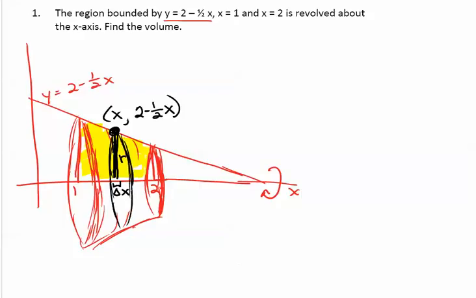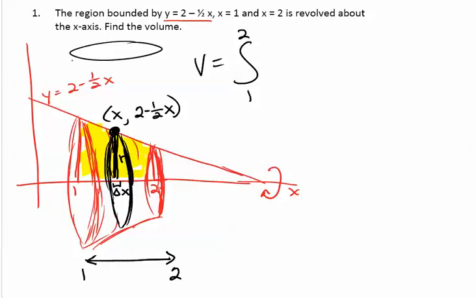we will come up with disks for each of these cross sections. So if we let those circular disks go across from 1 to 2, to accumulate all of those disks, we need an integral from 1 to 2 to get our volume. So remember, what each disk looks like is a cylinder with that delta x as its height and its radius from the x-axis up to this function. So the radius of each of those disks is our value 2 minus 1/2 of x.